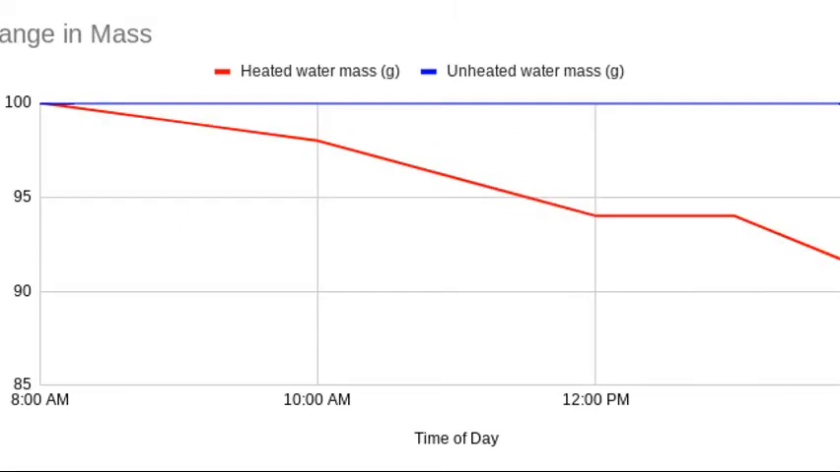In the second graph, we're able to see the change in volume or mass. Remember, they would be the same because of the property of water with a density of 1, mass is equal to volume. And we're able to see that there's no change in mass without the light, the blue line. There is a decrease in water mass in the liquid form with the red line.